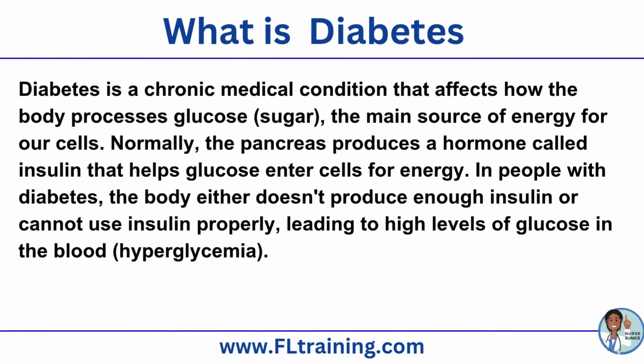So, what is diabetes? Diabetes is a chronic medical condition that affects how the body processes glucose, aka sugar, the main source of energy for our cells. Normally, the pancreas produces a hormone called insulin that helps to regulate how the sugar enters the cells for energy. However, in people with diabetes, the body either doesn't produce enough insulin or cannot use insulin properly, leading to high levels of glucose in the blood. And that is what we mean when we say hyperglycemia.